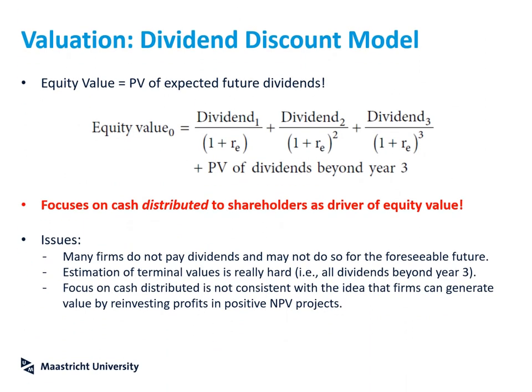Which is a problem, of course, if we want to apply the dividend discount model, because how are we going to apply this dividend discount model to firms that are not paying out any dividend? And not only is this problematic for firms that do not pay out any dividends now, but it also makes the terminal value estimation really hard, because we would have to assume that at some point the firm is going to pay out a dividend.